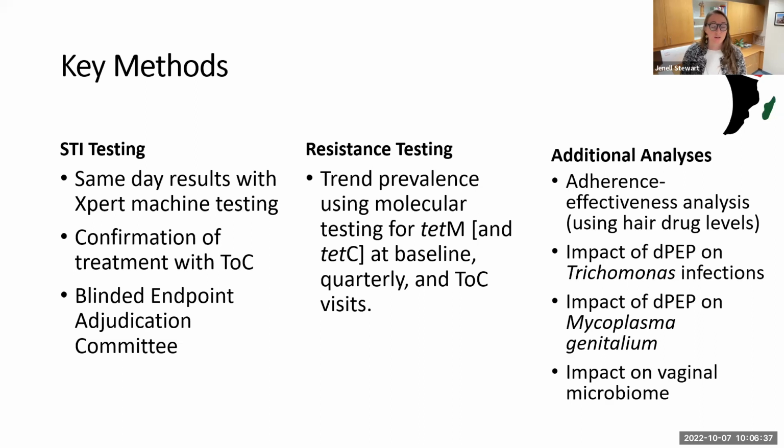Additionally, there are many analyses that will happen in this trial, but a few that I'd like to highlight here today based on some of the questions that I saw. We'll be looking at adherence effectiveness analysis using hair samples to look at the amount of drug that people were exposed to in the last month, to look at the impact of high usage versus low usage in this group. And we'll also be looking for any potential impact of DoxyPEP on trichomonas infections, as well as Mycoplasma genitalium. And we'll also be looking at some of the impacts on the vaginal microbiome over the course of the study. Next slide.